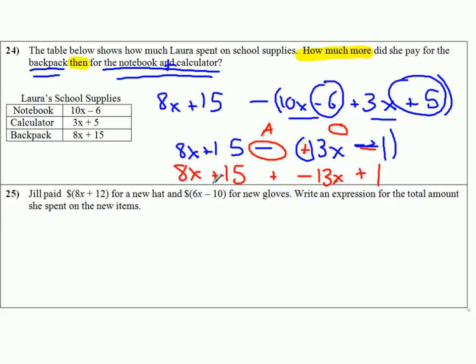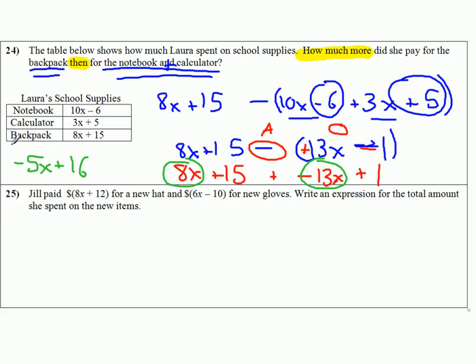All right, now, one more time, combining like terms. I have 8x and a negative 13x. Different signs, I'm going to have to subtract. Take the sign of the larger number. And positive 15 and a positive 1. Luckily, those are same signs, so I can just add them. And I will get 16.